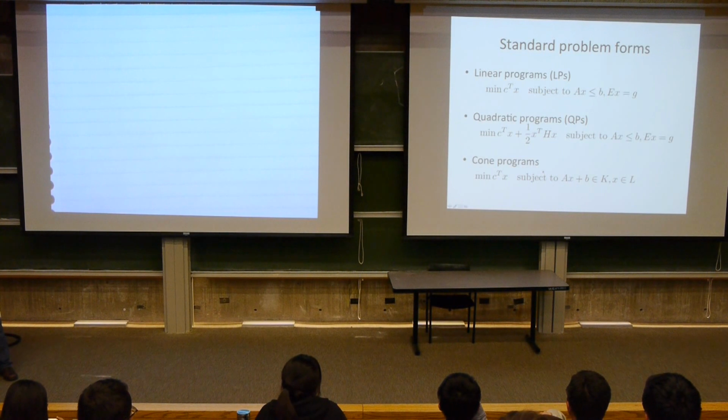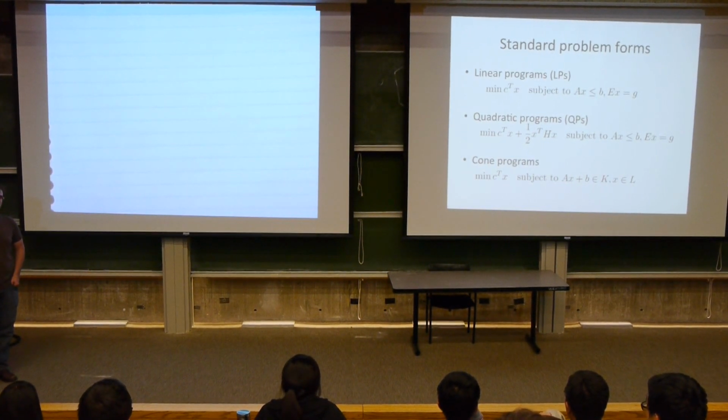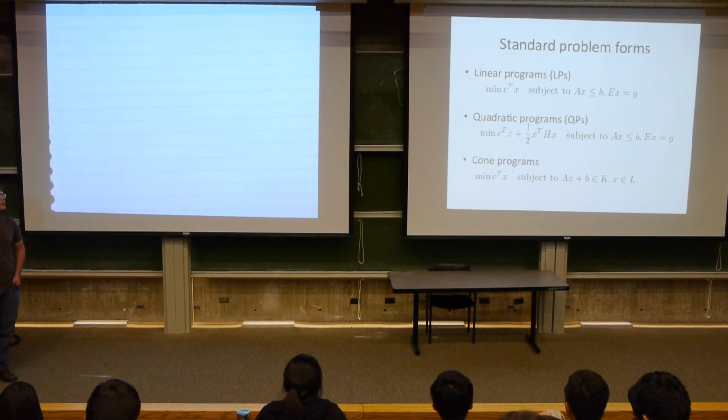A generalization of that is cone programs, which have a linear objective, and your constraints are that various things lie in an arbitrary convex cone. So we talked about convex cones a little bit in class. That's basically just that they're closed under positive scalar multiplication and are also convex sets. So that's a pretty general form of optimization.